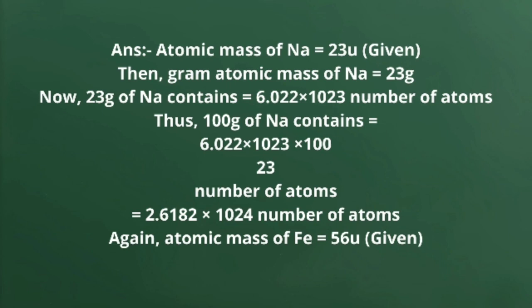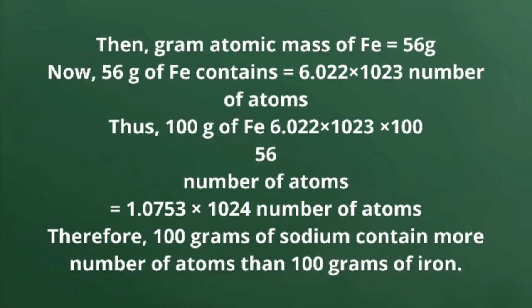Now 23 gram of sodium contains 6.022 into 10 to the power 23 number of atoms. Thus 100 gram of sodium contains 6.022 into 10 to the power 23 into 100 by 23 number of atoms. It's equal to 2.6182 into 10 to the power 24 number of atoms. Again, atomic mass of Fe is equal to 56U given. Then gram atomic mass of ferrum is equal to 56 gram.